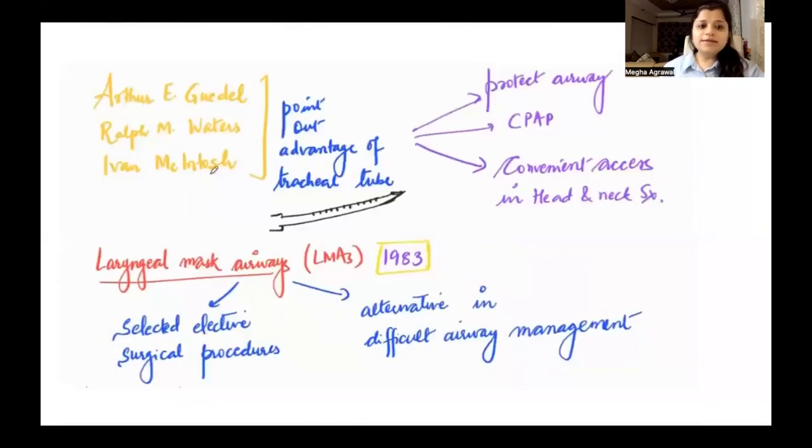Then Goodall, Waters, and McIntosh were the scientists who pointed out the advantage of the tracheal tube, the endotracheal tube, which you use daily. It was pointed out that the endotracheal tube can be used to protect the airway, to give continuous positive airway pressure, and for convenient access in head and neck surgeries.